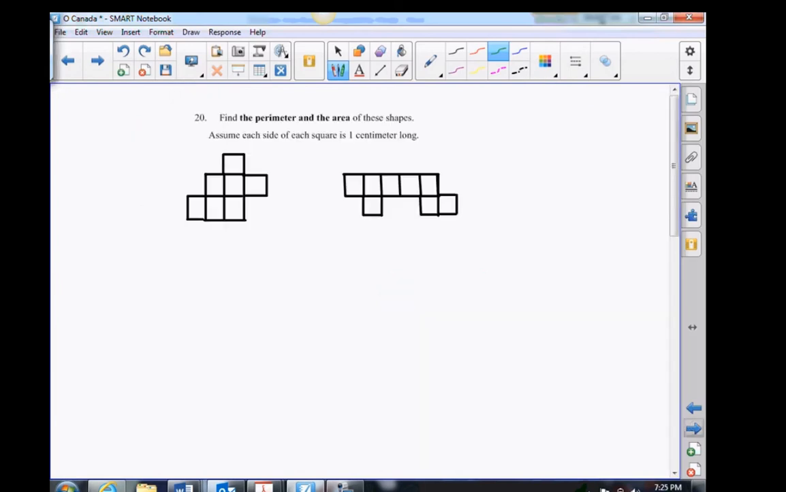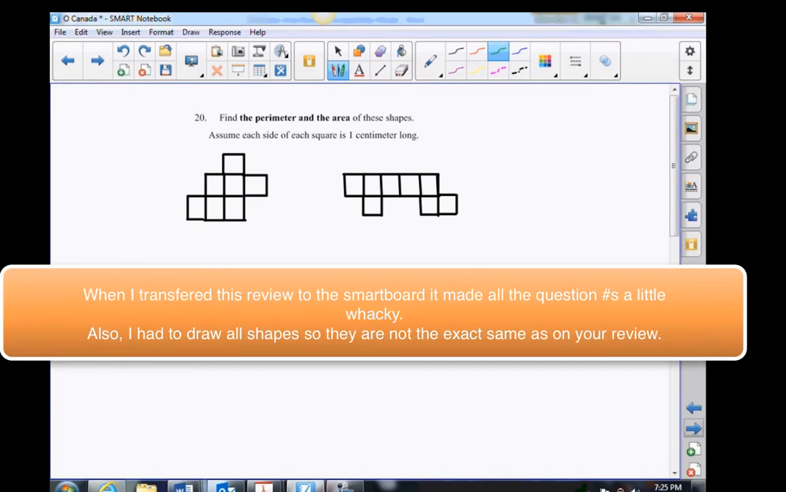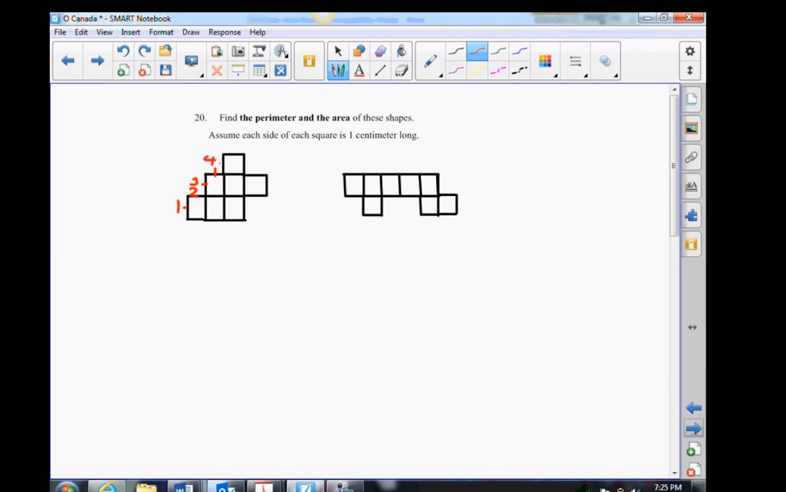Number 20. Find the perimeter and area of these shapes. Although this question shouldn't be 20, I realize that. Assume each side of each square is 1 centimeter long. For these, finding the perimeter of an irregular shape, you just count. Make sure you do not count just one dash for the corners. Make sure you do 2. So 1, 2, 3, 4, 5, 6.